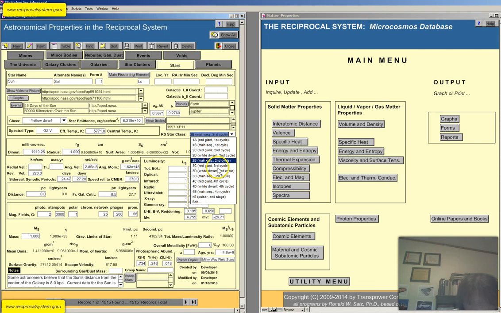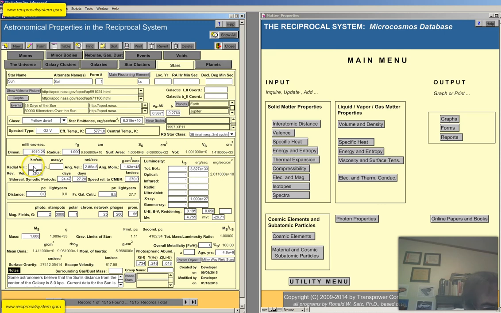3C is red giant third cycle. 3D is white dwarf third cycle. 3B is main sequence third cycle. 4C is red giant fourth cycle. 4D is white dwarf fourth cycle. 4B is main sequence fourth cycle. And then we have pulsar end stage as well. So that's that.